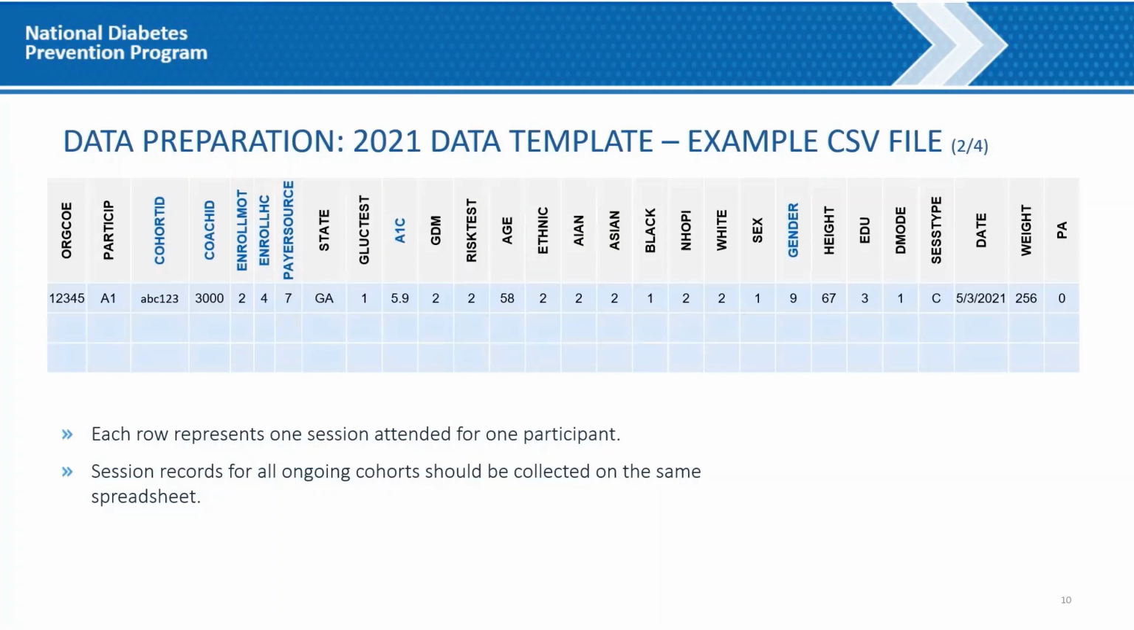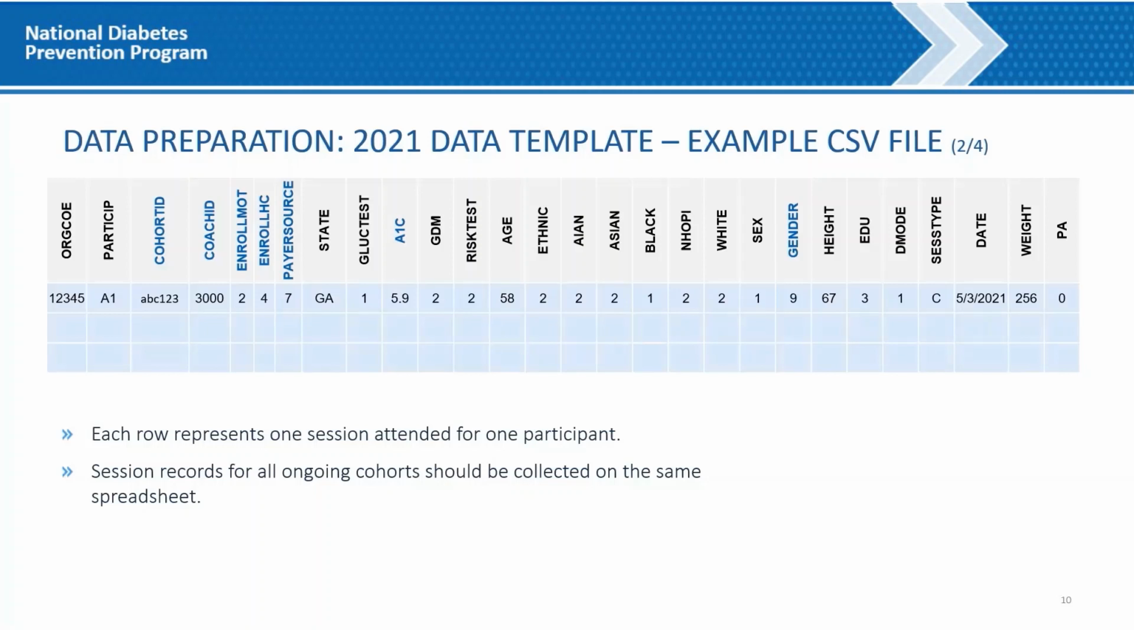Data Preparation 2021 Data Template, Example CSV File, Part 2. In the spreadsheet, each row represents one session attended by one participant. If a participant attends 20 sessions, then there should be 20 rows of data for that participant. If the participant did not attend a session and did not attend the makeup for that session, then no record should exist in the spreadsheet for that missed session.